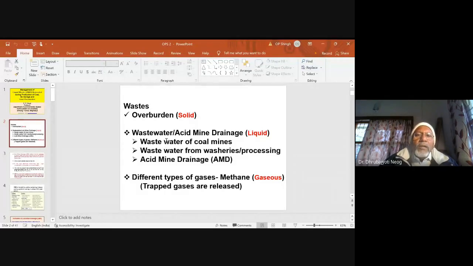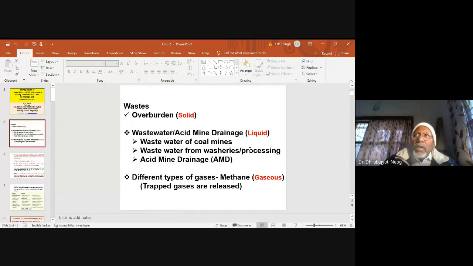And in this lecture, I'm going to talk about management of acid mine drainage or wastewater. From coal mining, wastewater is also generated either from the mine itself, because water seeps into the mine, particularly an underground mine, and then that water is pumped out. Another way wastewater is generated is when we are washing the coal.